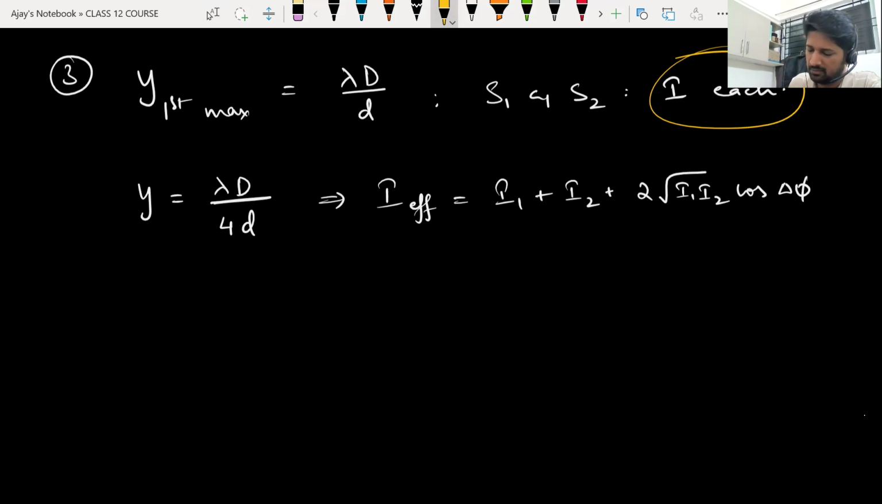You are given a particular y coordinate, and this is the standard YDSE setup. So sources are in phase, and the perpendicular bisector is the central maximum. Now at this y coordinate, you have to find out the phase difference with which they interfere. Can you recollect how y can be related to delta phi? What is the relation between y coordinate and the phase difference? Otherwise, tell me at least the relation between y coordinate and the path difference delta x.